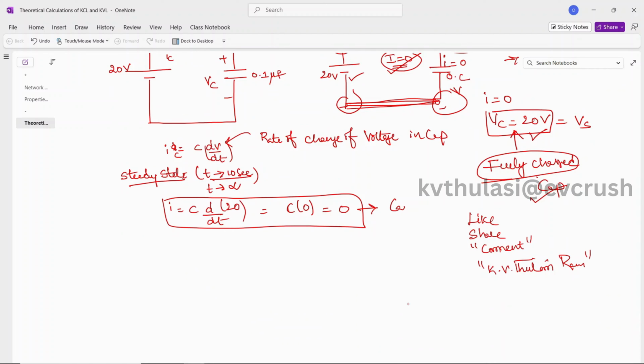I will compare it with a practical system. Hope you are able to understand the content.